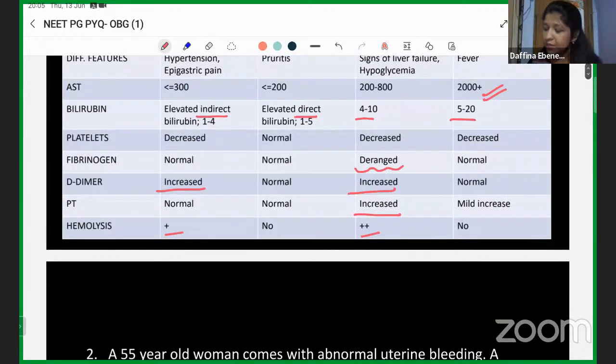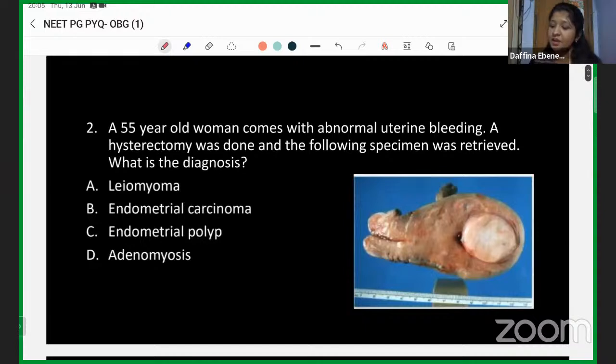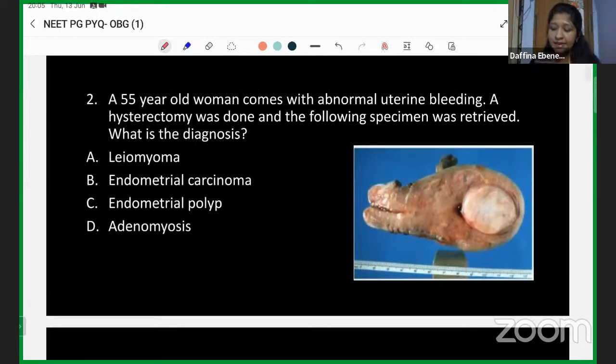Okay. Next, coming to the next question. A 55-year-old woman comes with abnormal uterine bleeding. Hysterectomy was done and the following specimen was retrieved. What is the diagnosis? So they can give you a picture-based question like this.